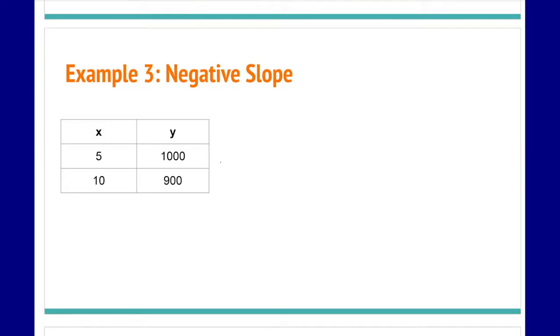So here I have 2 points, 5 and 1,000, 10 and 900. I'm going to look at the change in y. From 1,000 to 900, that's a change of minus 100. The change in x from 5 to 10 is a change of plus 5. So my m is going to be change in y over change in x, negative 100 over 5, which is negative 20.